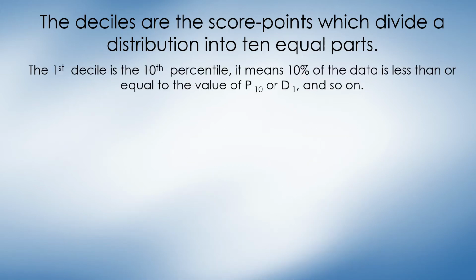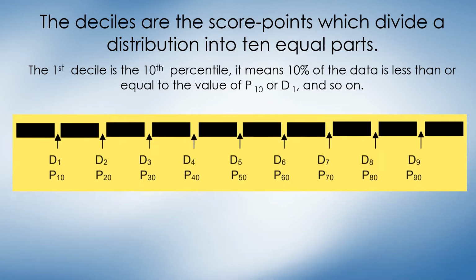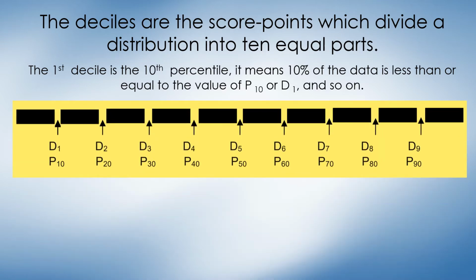The first decile is the 10th percentile. It means 10% of the data is less than or equal to the value of the 10th percentile, or first decile, and so on. So, here is the comparison or the illustration of the deciles and the percentiles.